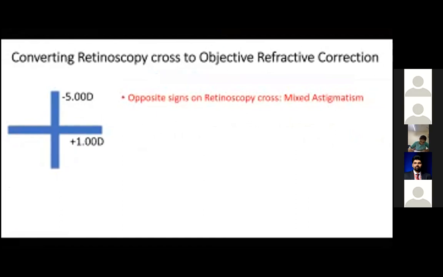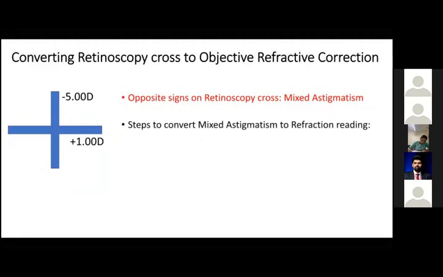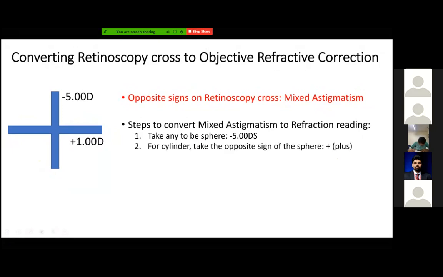So there are rules to convert this mixed astigmatism cross into the prescription. For mixed astigmatism, whenever you have opposite signs, these are the steps you have to do. Step 1: any of these two values you can take to be the sphere. I can take -5 or +1. In this case, I take -5 to be the sphere and write it down as -5 diopter sphere. Now for the cylinder, I take the sign opposite to the sphere. The sphere had a minus sign, so the cylinder sign will be plus. This is for mixed astigmatism.